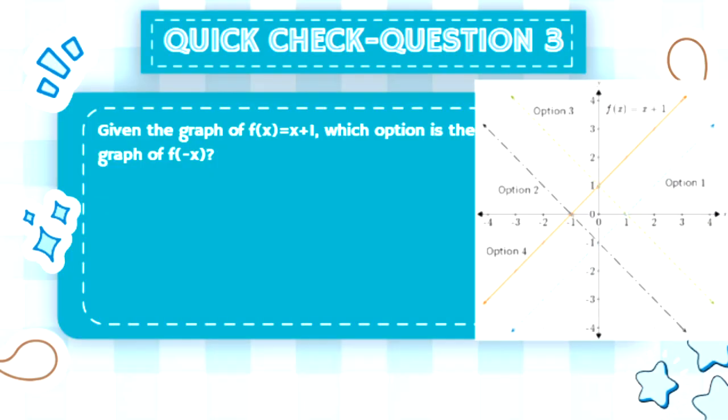Quick check question 3. Given the graph, actually I think this is 4. Yeah, it's 4. Given the graph of f of x is equal to x plus 1, which option is the graph of f of negative x? This is our original, this orange line. Which one is its horizontal reflection? Okay. Remember, they share something.